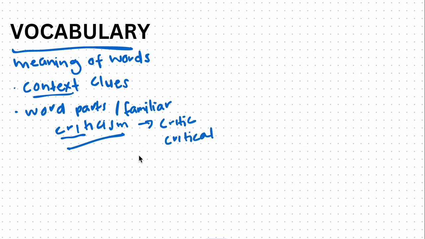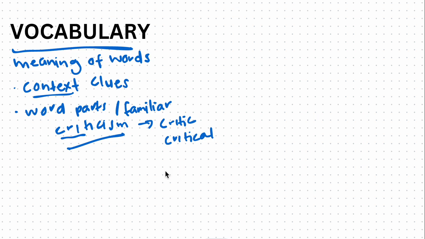So say a critic who reviews movies or reviews food, there's someone who judges the food or judges movies. Someone who is critical is quite judgmental. So you would get an idea from the words potentially that you already know what this word that you don't know may mean.